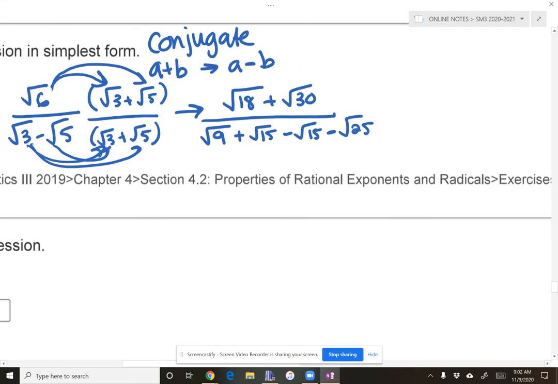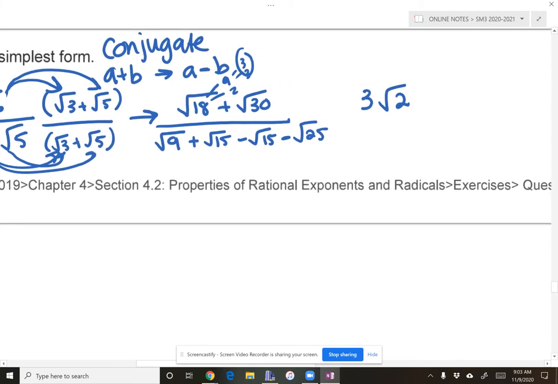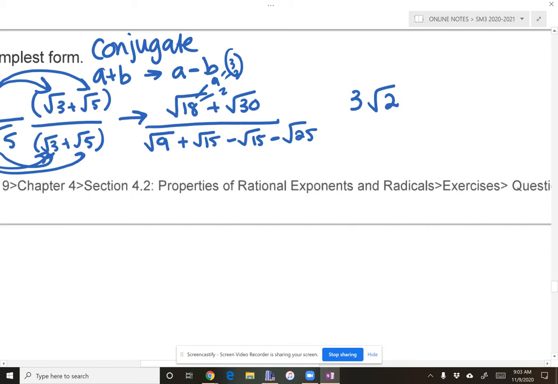Okay. On the top, the square root of 18 is 9 times 2, which is 3 times 3. So that first one simplifies to 3 on the outside, 2 on the inside. Okay. And we're going to see if the square root of 30 simplifies. 3 times 10, 2 and 5. I don't have any matches, so I'm going to leave it as the square root of 30.